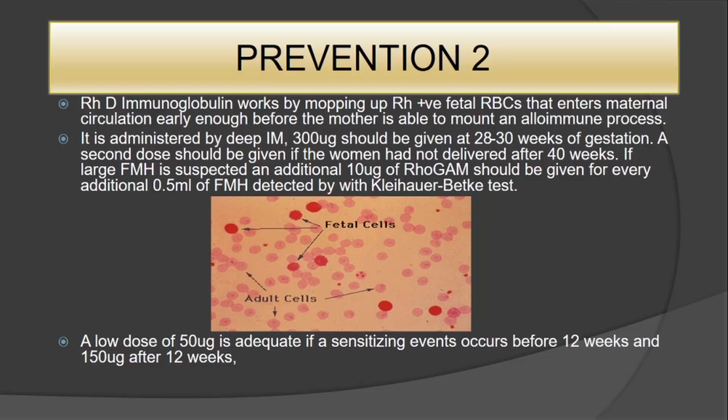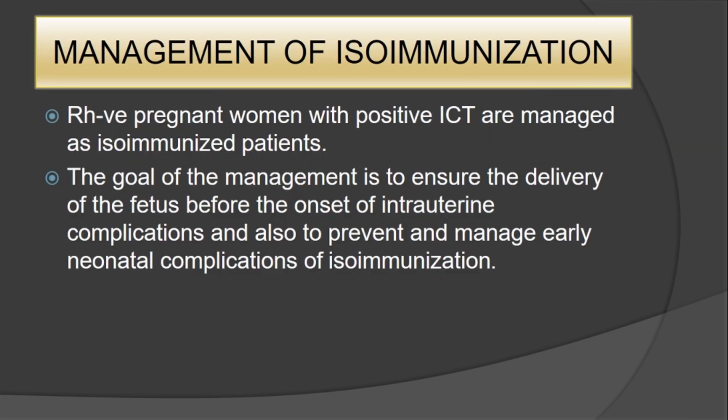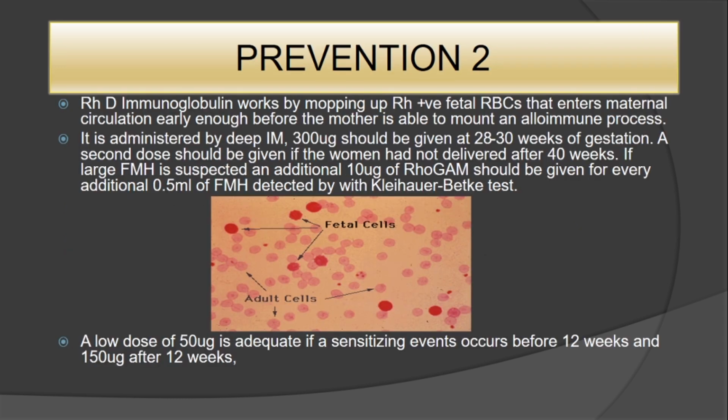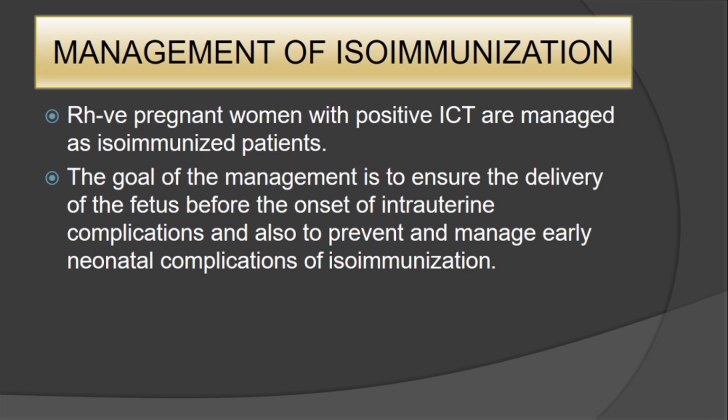And if the mother is Rhesus negative, the mother should receive 50 micrograms of Rogam if the pregnancy is below 12 weeks. However, if the pregnancy is above 12 weeks, a higher dose of 150 micrograms should be used.